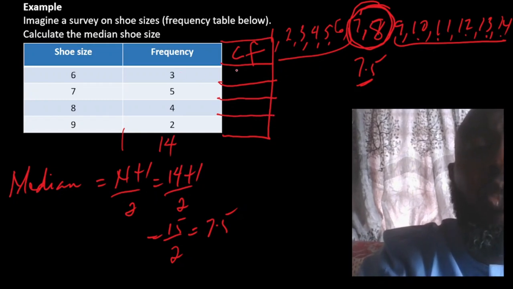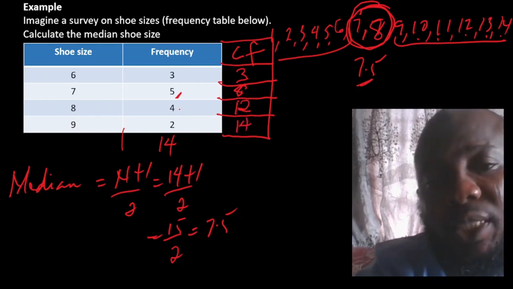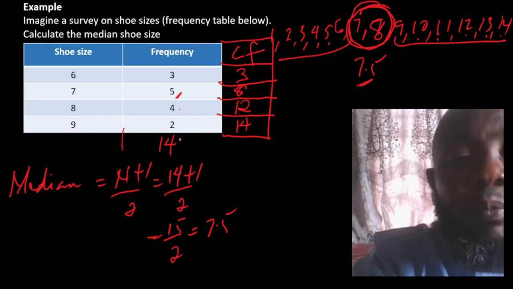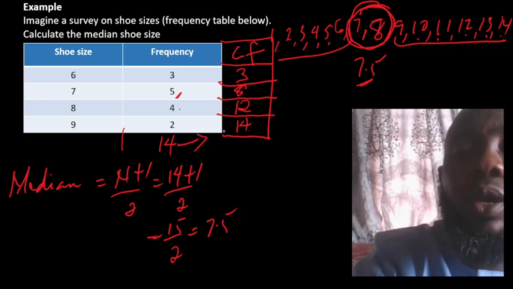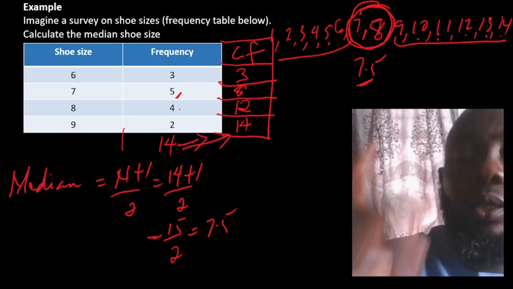The first frequency will be repeated here. So the next cumulative frequency will be the addition of the first cumulative frequency here plus the second frequency, which is going to be 8. Then the next one will be 8 plus 4, which is going to be 12. While the next one will be 12 plus 2, which is going to be 14. So the last cumulative frequency must be the same as the total frequency that we have, which is 14, as you can see here.